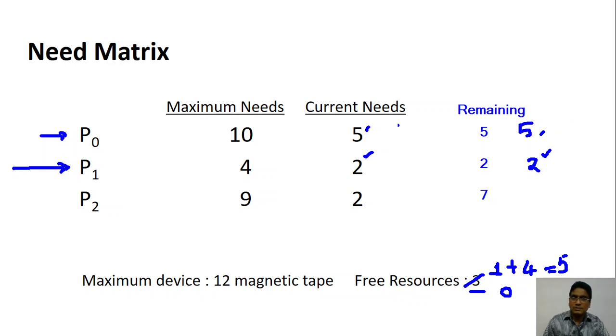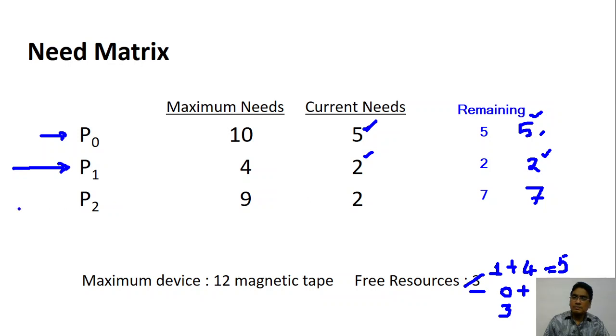Once P0 goes for the completion, what is it going to do? You gave 5 initially, and you gave 5 next. It will return the resources back to you. So how many resources do you have now? You have 10 remaining with you. So now remaining is P2. You go to P2 and ask how much it wants. I want 7. You already have 10 with you. So you give 7 to it. Your balance will be 3.